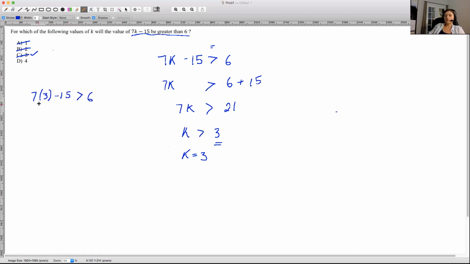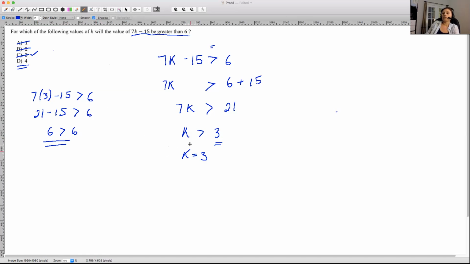So what do we get? 7 times 3 is 21 minus 15, and it says more than 6. If we solve this, it will say 6 is more than 6. This is an absolutely incorrect statement. Completely incorrect statement. Therefore, it would work for an equation, but it does not work for an inequality. So do not get caught up with this. The right answer is 4.